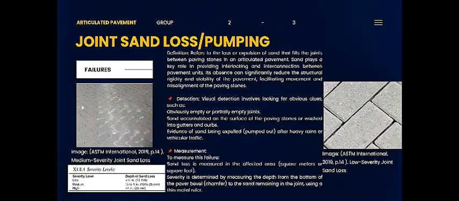Sand loss pumping. Definition: it refers to the loss or expulsion of the sand that fills the joints between paving stones in the articulated pavement. Sand plays a key role in improving interlocking and interconnection between them. Detection: visual detection involves looking for obvious clues such as empty or partially empty joints, sand accumulated on the surface of the paving stone or washed into gutters and curbs, evidence of sand being expelled after heavy rains or vehicular traffic.